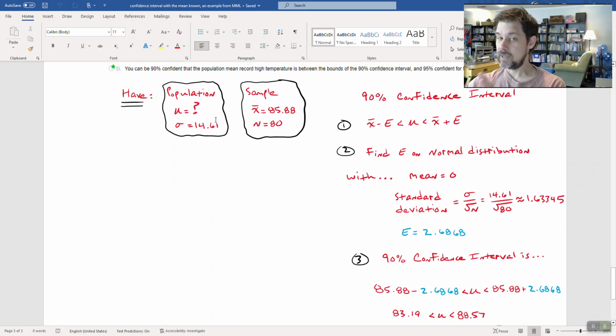All right, so here's what we have. Population, which is just a bunch of days of weather. All right, we don't know the mean high temperature for the population, but we know the standard deviation.